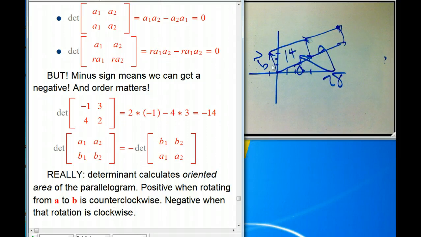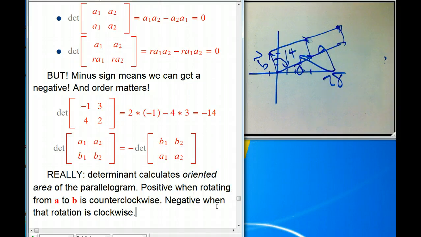So for example, when I switched the A and B here, when this became A and this became B in this example here, then that's when I got a negative answer. So B to A, the rotation, let me draw that here, is clockwise. That's the negative direction mathematically. Okay, so that's a little surprising.